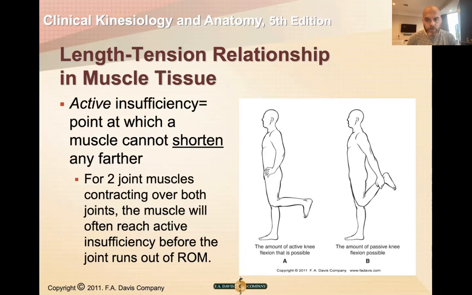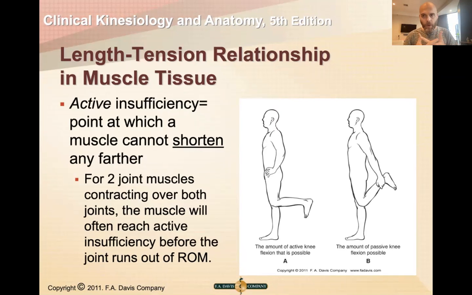Do y'all understand how active insufficiency works? It's the maximal point that a muscle can physiologically shorten on its own without external help from another. So in this case, the active insufficiency of this patient would be picture A for his hamstrings. He can only flex to 90 degrees. That's as far as his hamstrings would shorten. But with his hand, or if you stretched him, you could stretch him into more knee flexion.